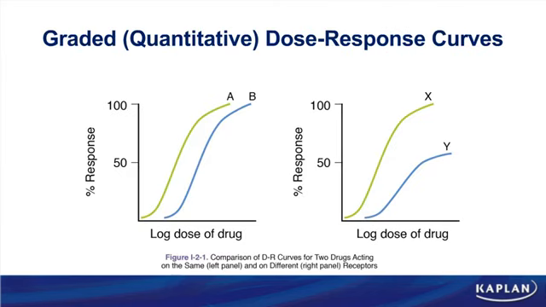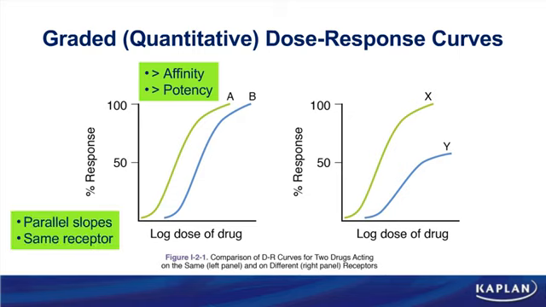So these are our dose-response curves, where we're going to compare affinity, potency, and efficacy. Let's take the curve on the left and compare drug A to drug B. The first term I want you to compare is affinity. In order to compare affinity, you have to look at the slopes for drug A and drug B. Notice how the slopes are parallel. Since the slopes for A and B are parallel, what that means is those two drugs work on the same receptor. If and only if the drugs work on the same receptor can you compare affinity. So the slopes have to be parallel.